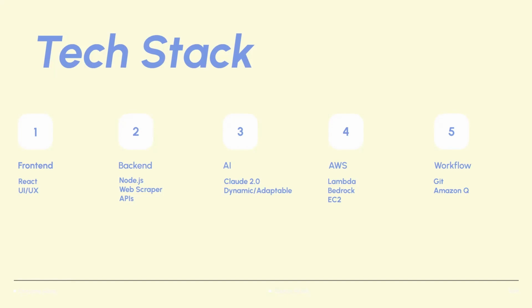For our AWS cloud services, we'll be using Lambda, which is for the REST API and calls, Bedrock for our AI, EC2 for our backend. And then for workflow, we just use Git and Amazon Q.